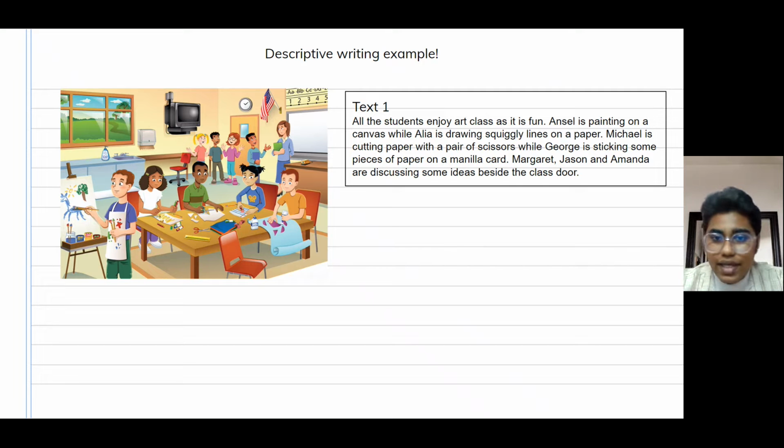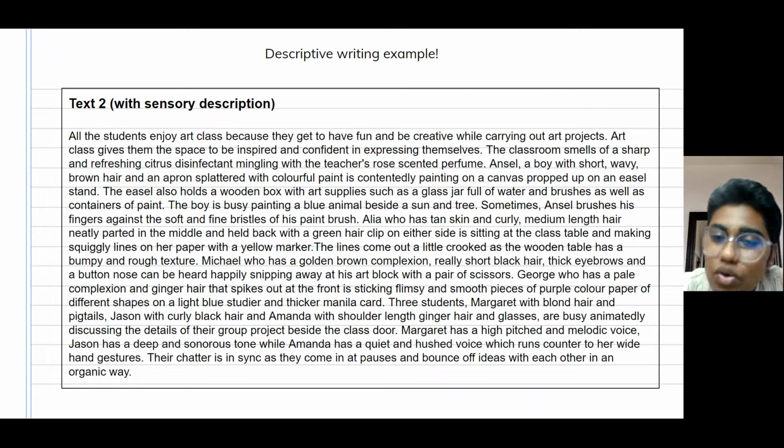So it's pretty bare. It's pretty short. And so you want to always think about your sensory detail. What can you see, hear, smell, taste, touch, feel to add into your writing? So it's more detail. I mean, this is overkill. This is too much detail. But just to prove a point, let's read this one through, right? So later on, you can find that balance and create a piece of writing that has enough descriptions, not too little, not too much, right? Okay. So, all the students enjoy art class because they get to have fun and be creative while carrying out art projects.